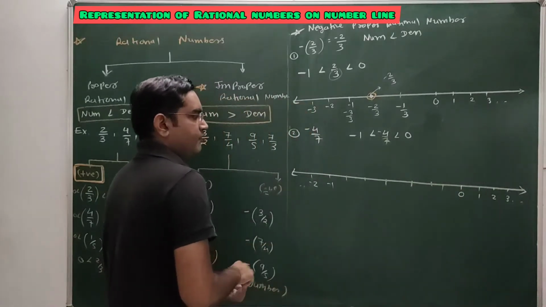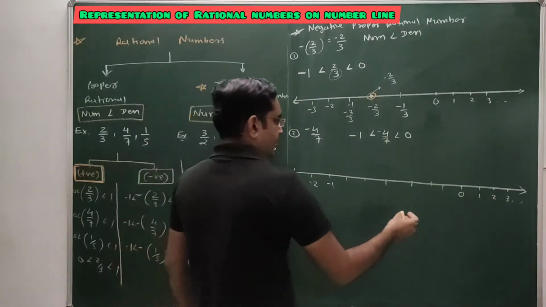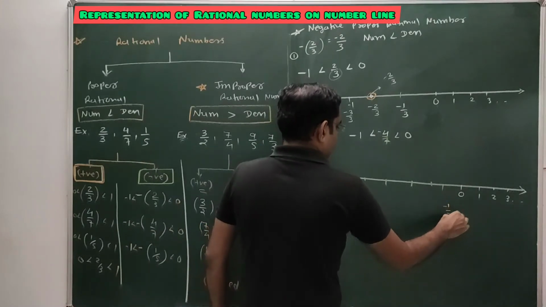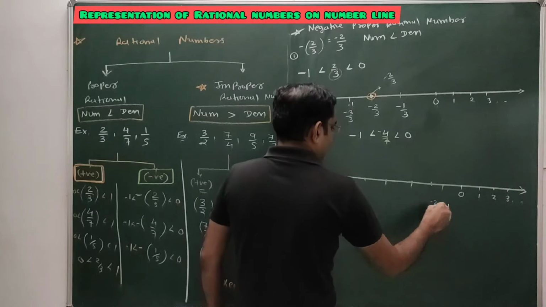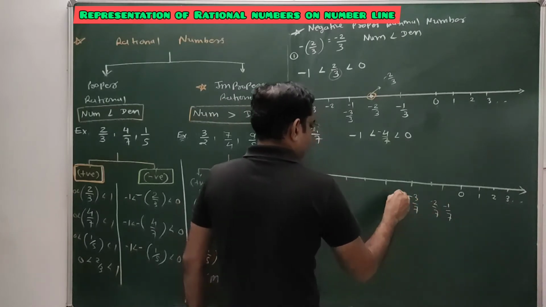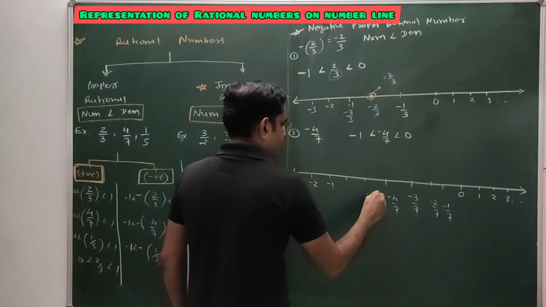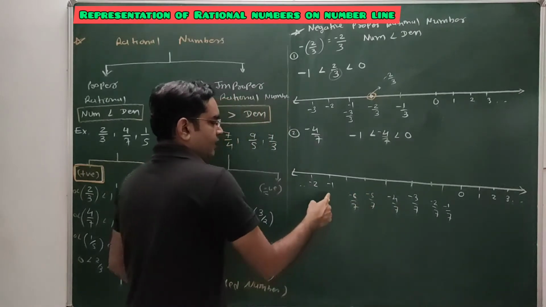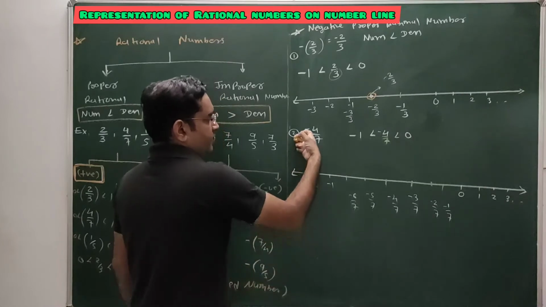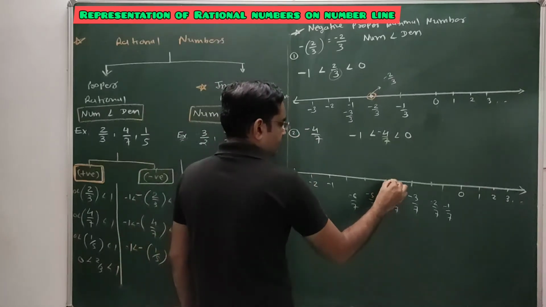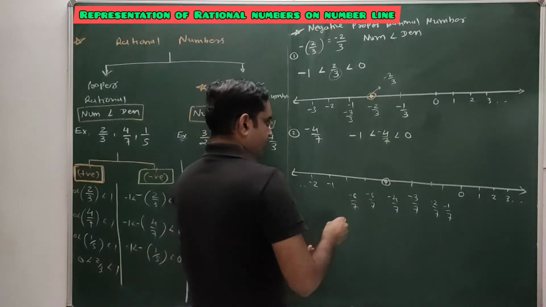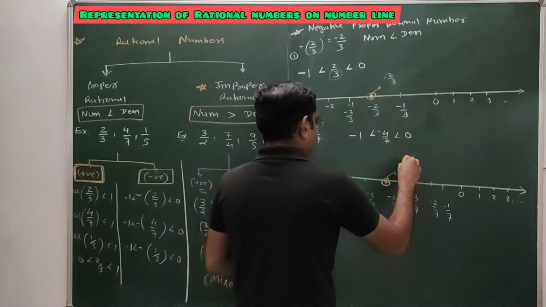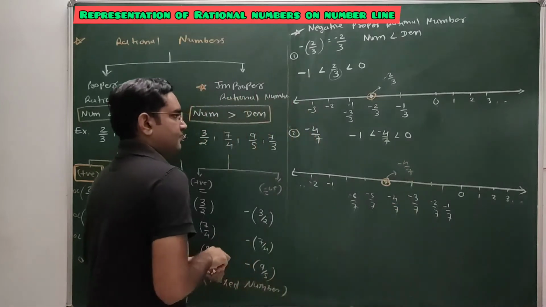आपको इक्वली डिवाइड करना है 1 सेंटीमीटर के, जैसे मैंने आपको सिखाया. So this one is -1/7, -2/7, -3/7, -4/7, -5/7, -6/7, -7/7, that is -1. We have to represent -4/7, this number. This is -4/7. So this is how we can represent minus 4/7 on the number line. Understood?